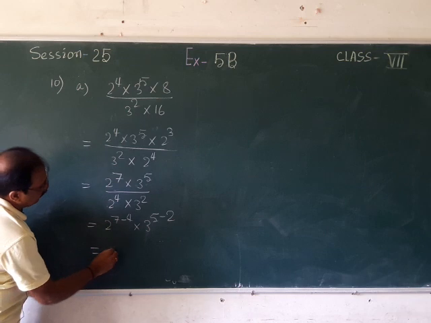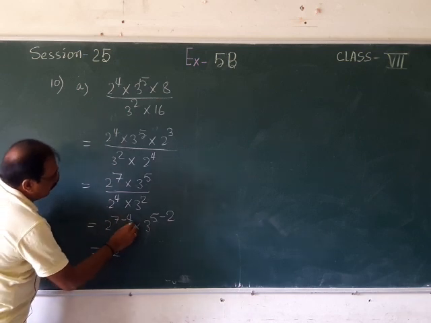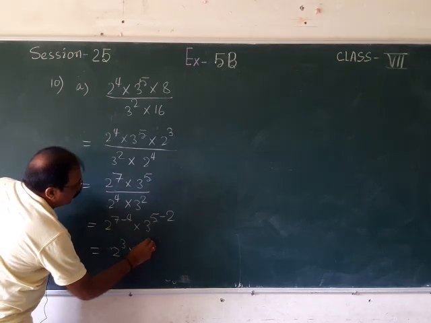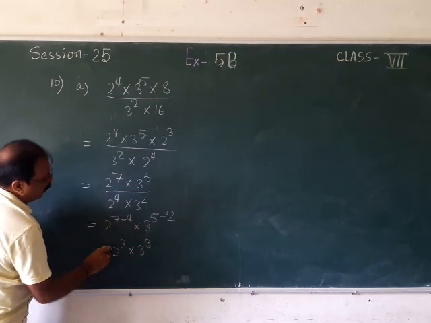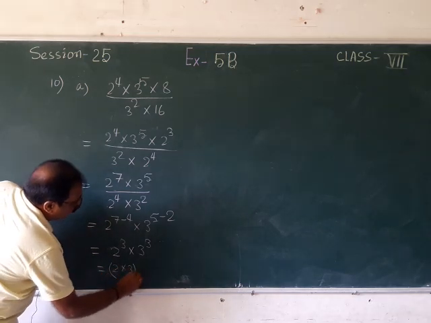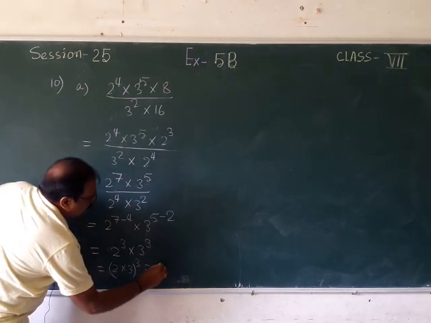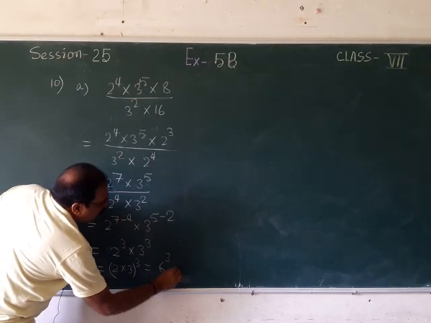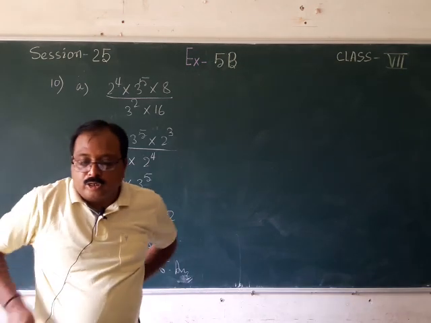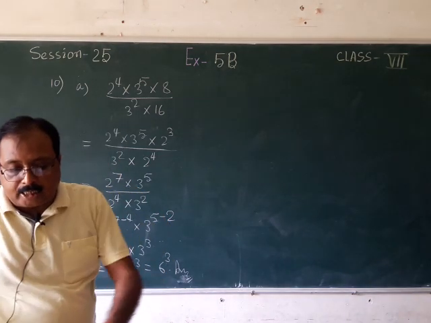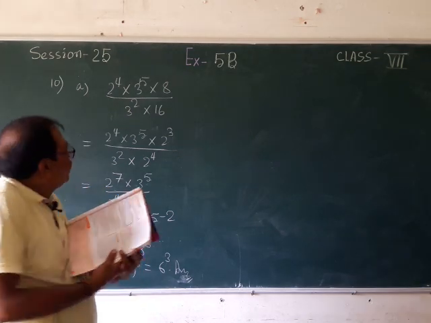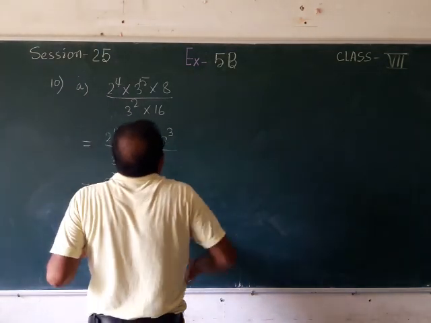Further, it can be written as 2 to the power 7 minus 4 means 3, and 3 to the power 3. Further, you can write your answer like this: 2 into 3 to the power 3, that is 6 to the power 3. You can write your answer there like that, because in the question it has been told to write the answer in exponential form. So like that you can write your answer. So A is done for you.